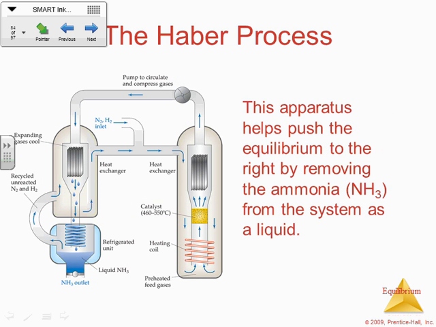So you've got all kinds of stuff going on here to move it through, but this is just the apparatus, and it explains how you can even recycle the unused N2 and H2, but how we're basically removing the NH3 as this reaction occurs. And if you do that, then the N2 and H2 will keep reacting and keep reacting and keep reacting until you have a lot of ammonia.